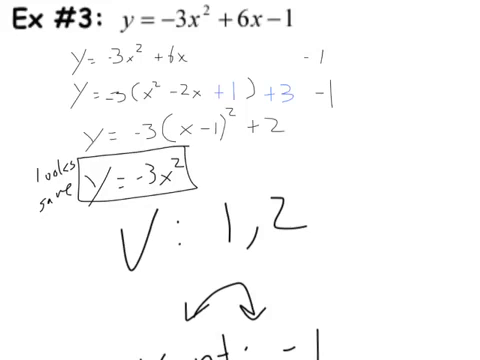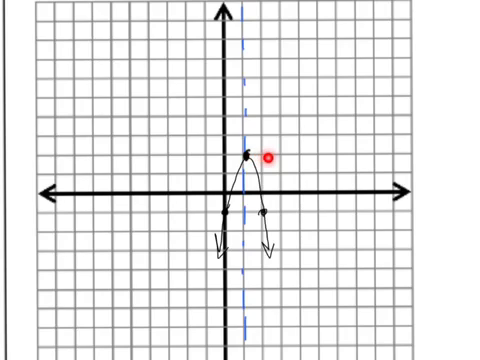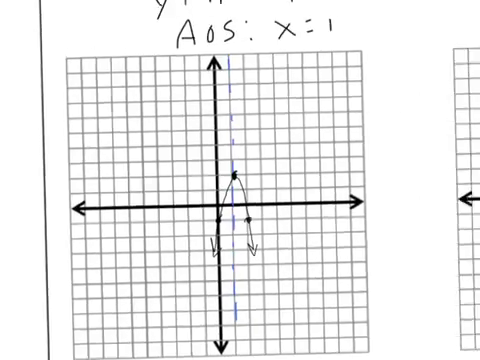It's not the same, but it looks the same shape. So let's think about this. As I go over 1 left or right, I'm going to square 1, and that's 1 times -3, which means I'm going to go down 3. So what happens here? Well, as I went over 1 left and right, I went down 3. Hey, look at that.